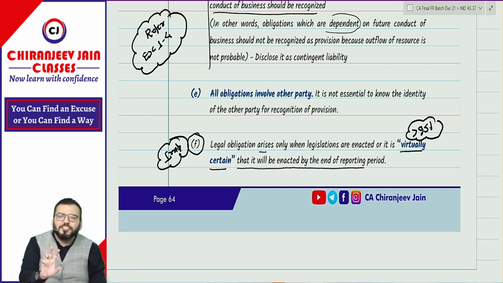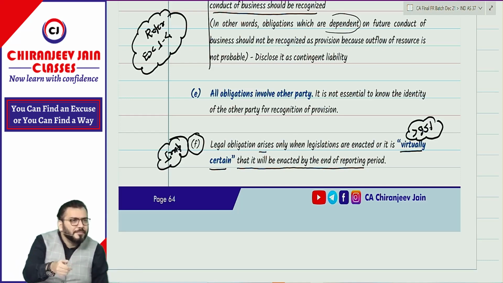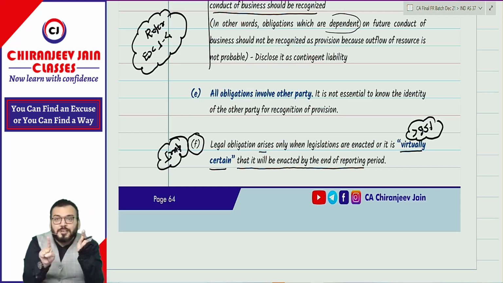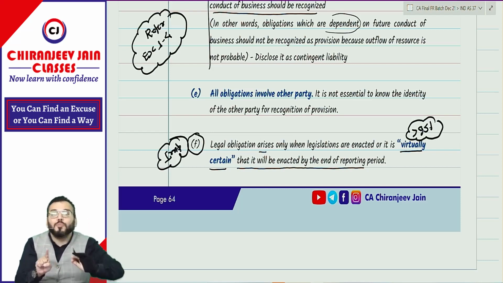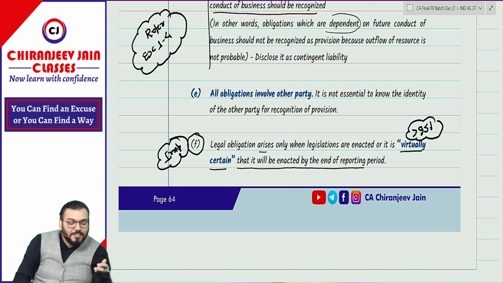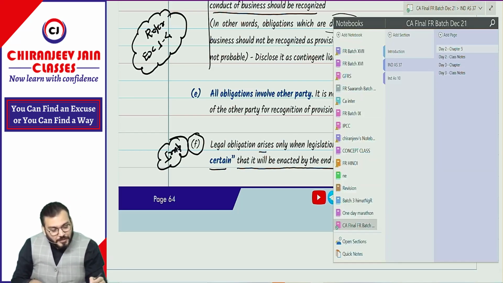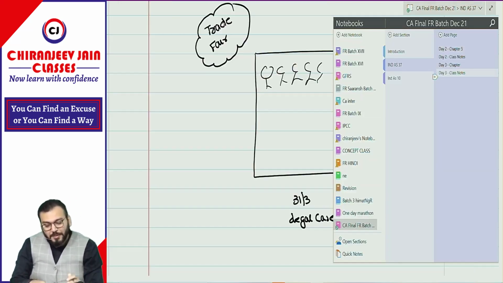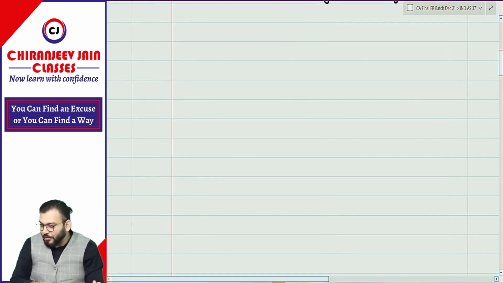But from the examination point of view, they may give in the question only that it is virtually certain. If not given, then you need to apply the facts and circumstances given in the question. And if you doubt whether it is virtually certain or not, I will say give both the alternative answers. Let me take some example. Whatever I am writing, you should write down.